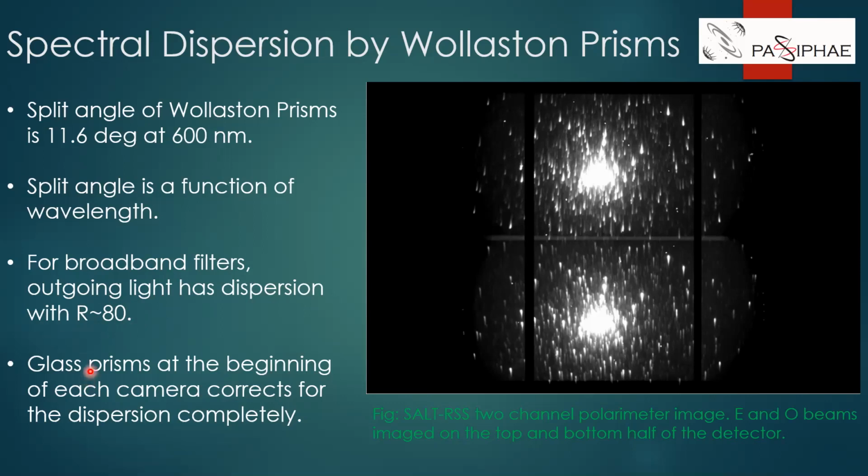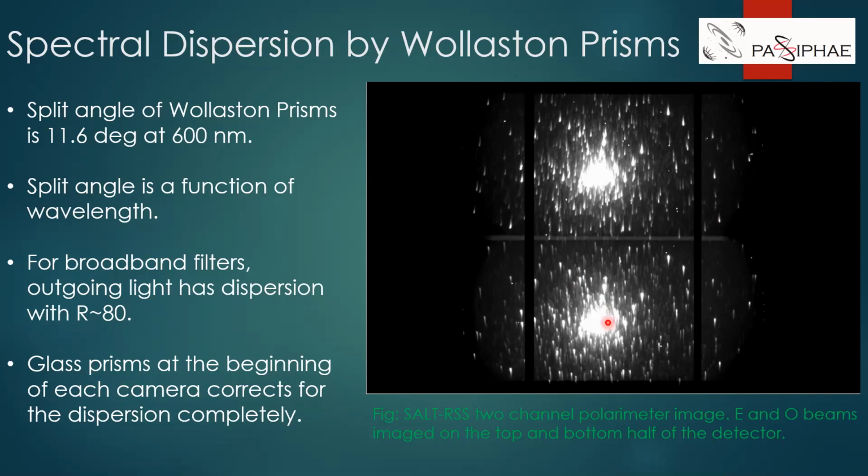So to correct that, we place glass prisms at the beginning of each camera. There are two glass prisms, and these are able to correct for the spectral dispersion within the HDSS-R band for the entire field of view, and we get good PSF.